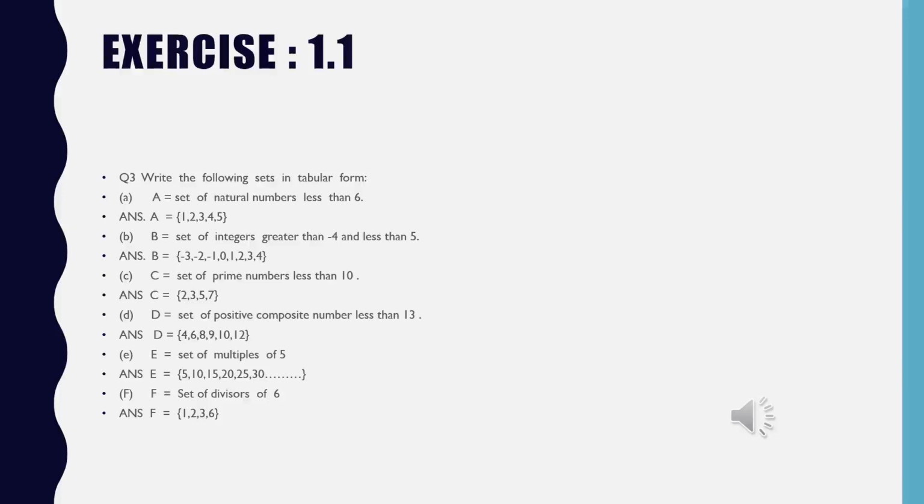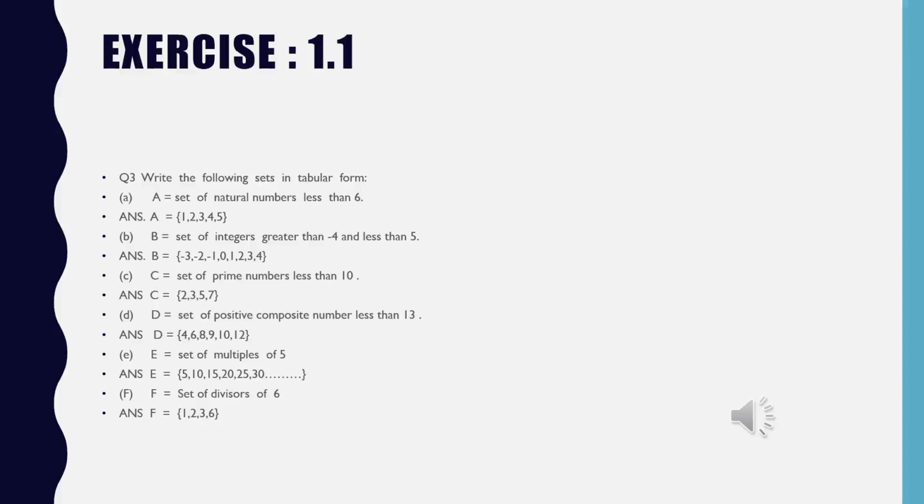Fifth part of this question is set E is equal to set of multiples of 5. We will convert it into the tabular form. Set E is equal to curly bracket 5, 10, 15, 20, etc. curly bracket close.